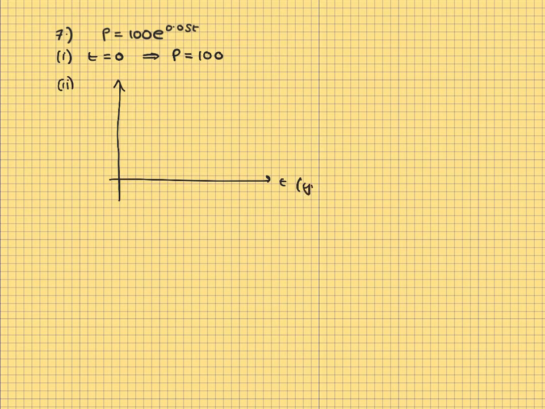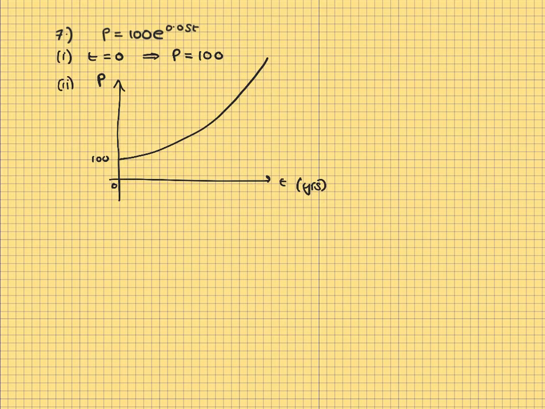Part 2 requires us to sketch the graph of P versus T. So T is time in years and P is the population value. So our graph would look a little bit like this. So we start with a population of 100 and then we see our exponential growth like this.